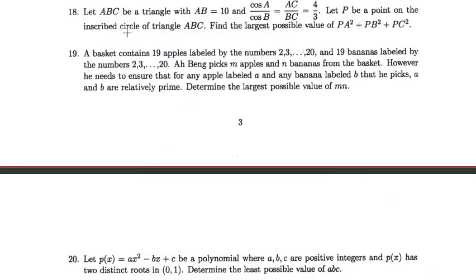Okay, SMO Singapore Mathematical Olympiad 2021, Open section first round, problem number 18. Let ABC be a triangle with AB equals 10 and cos A over cos B equals AC over BC equals 4 over 3. Let P be a point on the inscribed circle of triangle ABC. Find the largest possible value of PA squared plus PB squared plus PC squared.